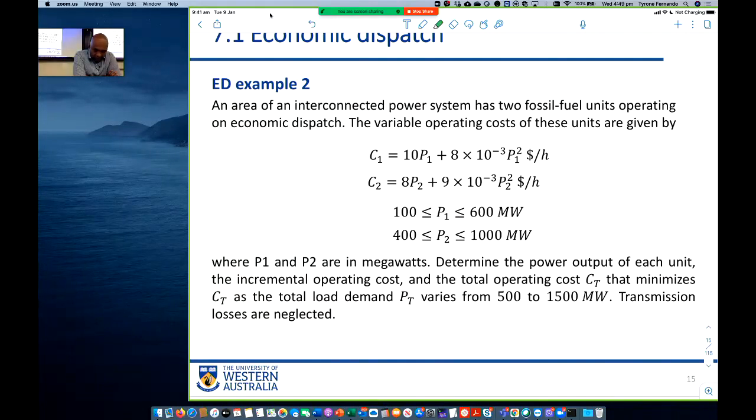When P1 and P2 are in megawatts, determine the power output of each unit, the incremental operating cost, and the total operating cost CT that minimizes CT as the total load demand PT varies from 500 to 1500 megawatts. So load varies from 500 to 1500 megawatts, but we have these additional constraints to deal with. Transmission losses are again neglected, right?